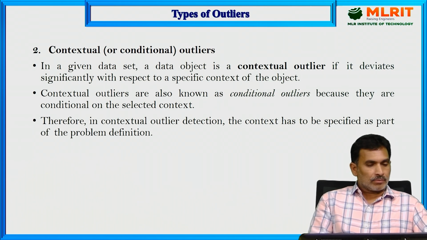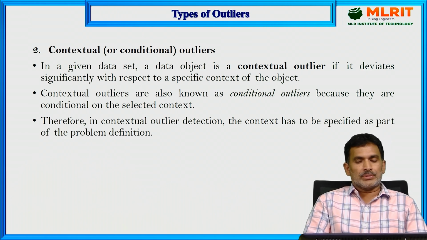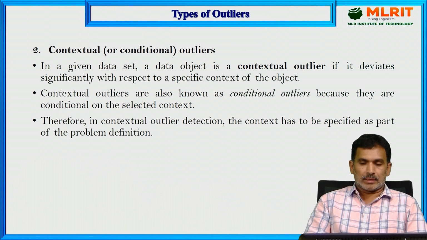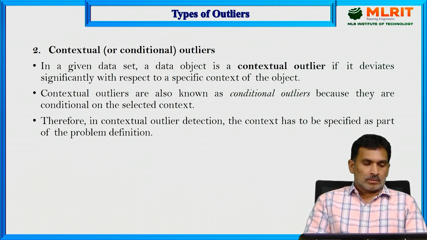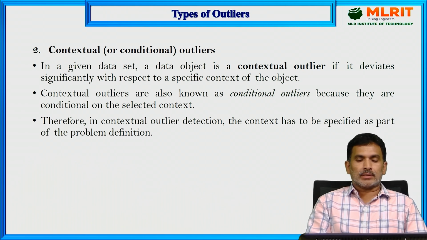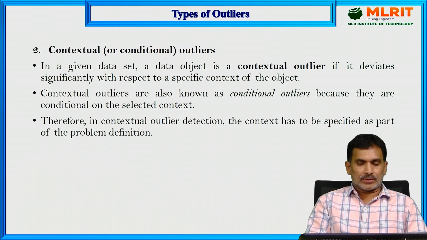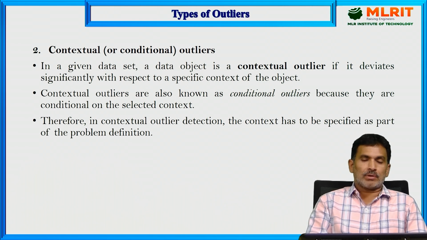Next are contextual outliers, or conditional outliers. In a given data set, a data object is a contextual outlier if it deviates significantly with respect to a specific context of the object. Contextual outliers are also known as conditional outliers because they are conditional on the selected context. Therefore, in contextual outlier detection, the context has to be specified as part of the problem definition.